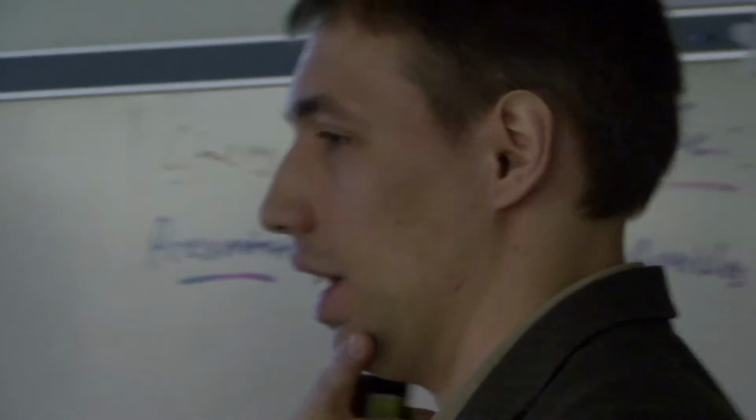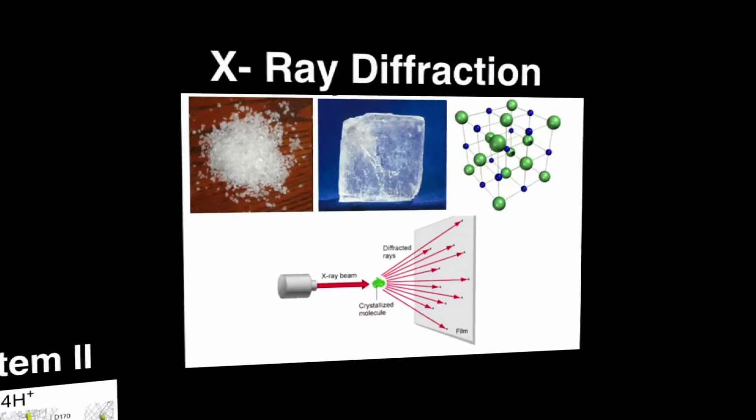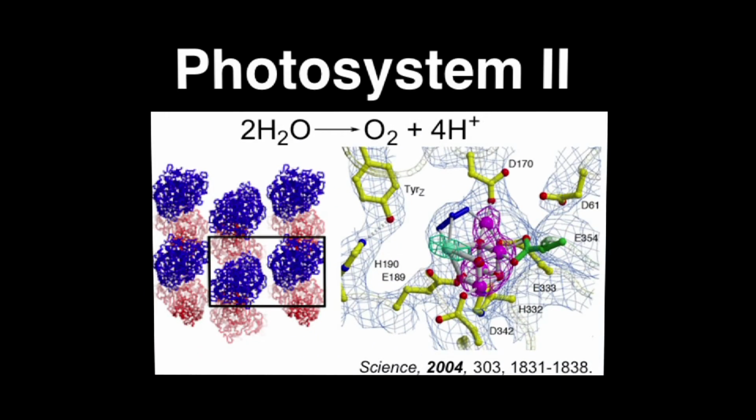What about something else, something bigger? Photosystem II, and I'll talk about this a little bit later, but essentially what photosystem II is, it uses sunlight to split water into oxygen and protons. This is an important process. Nature needs to do this in order to survive, but basically it's a protein that does it.